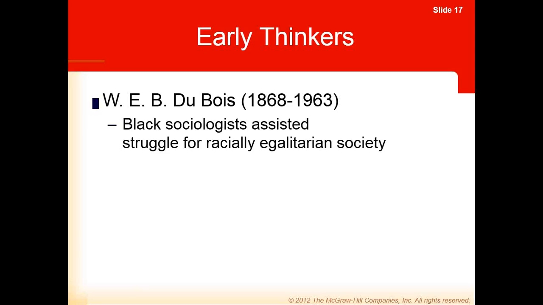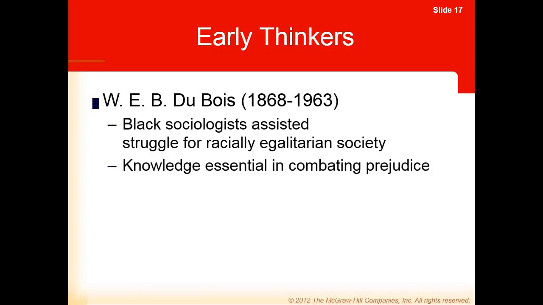co-founder of the Niagara movement, which eventually became the NAACP, and gave us this idea of what he called the talented tenth. He disputed Booker Washington's politics of accommodation and believed that that was the wrong way to go about achieving equality. He said we need to have educated African Americans, what he referred to as the talented tenth, who would then lead the rest of the African American racial group to equality. And so he believed that knowledge was essential in combating prejudice.